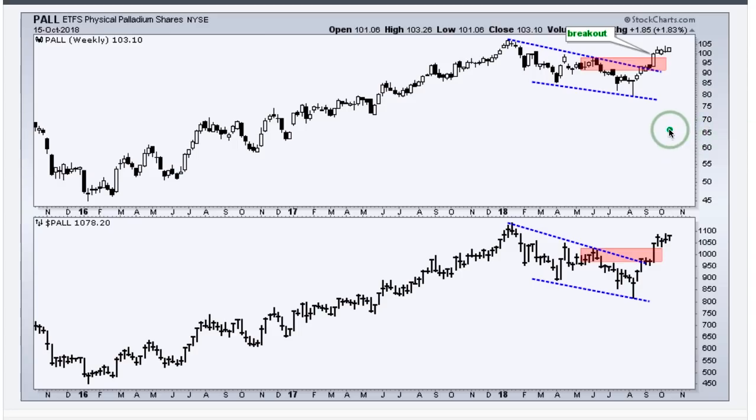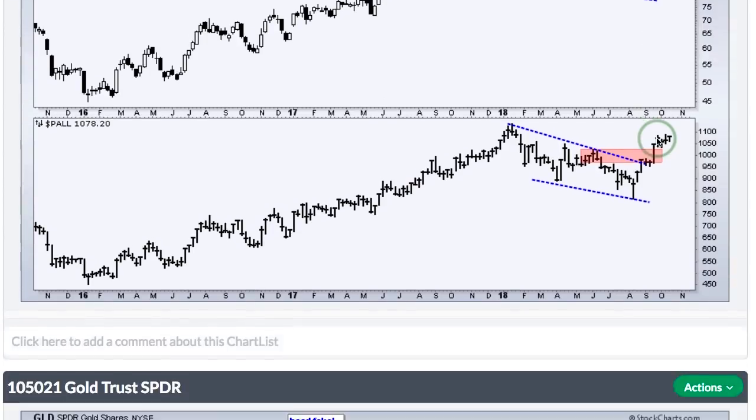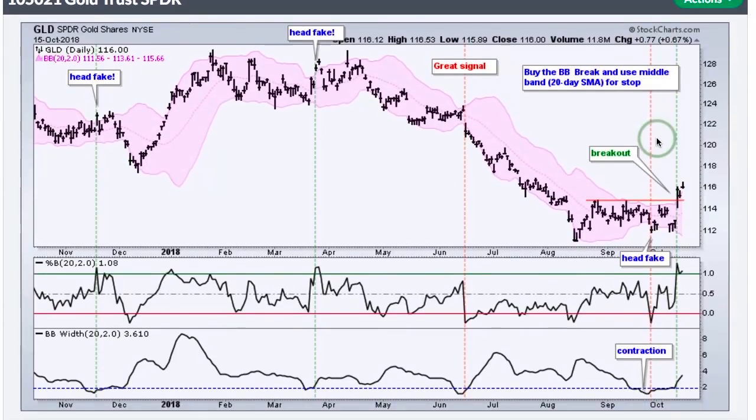All right, here is palladium, the ETF in the upper window, and you can see it pulled back into the summer and then broke out with that big move up in August and September, and that breakout is holding. So it is one of the stronger groups out there.